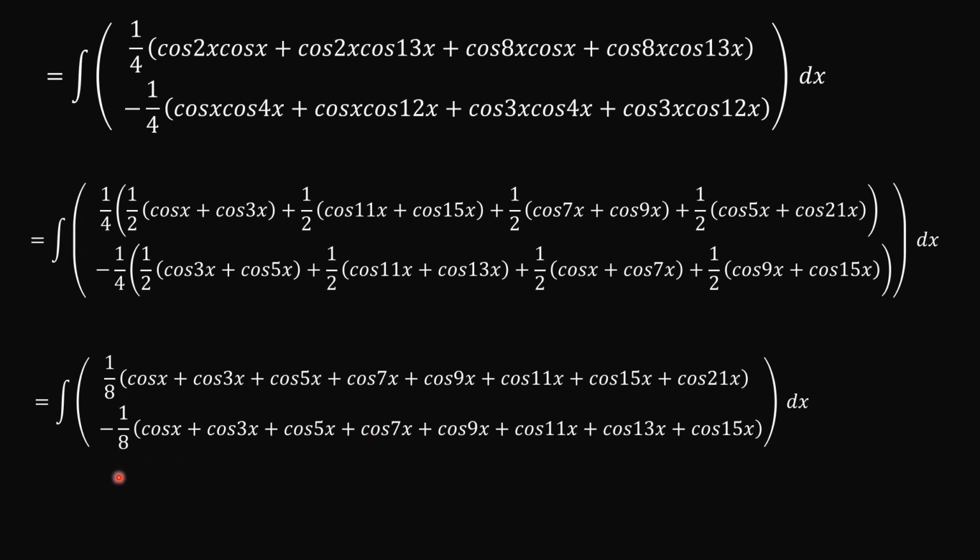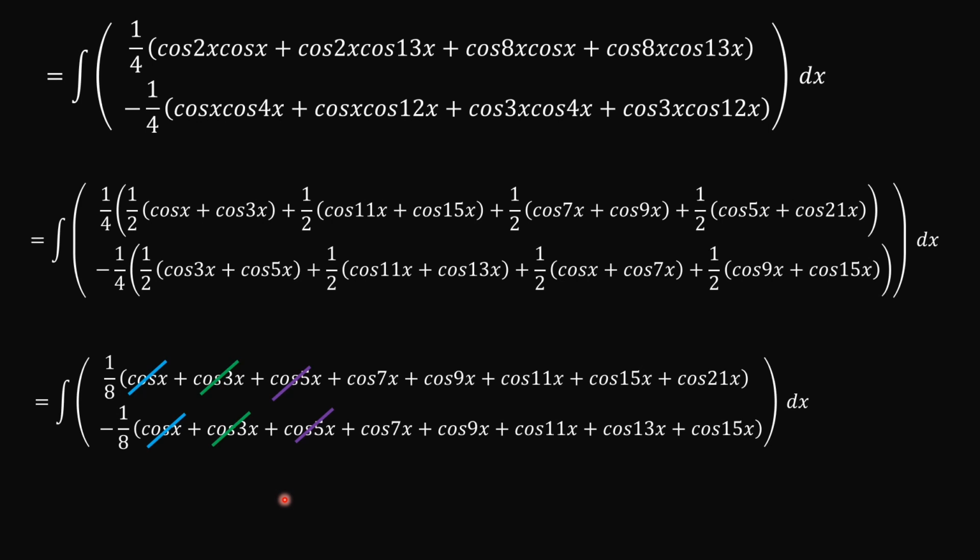After the negative sign, you have an eighth into bracket cosine x, cosine 3x, cosine 5x, cosine 7x, cosine 9x, cosine 11x, cosine 13x, cosine 15x. So what happens is an eighth of cosine x minus an eighth of cosine x, those cancel out. An eighth of cosine 3x minus an eighth of cosine 3x, those cancel out.